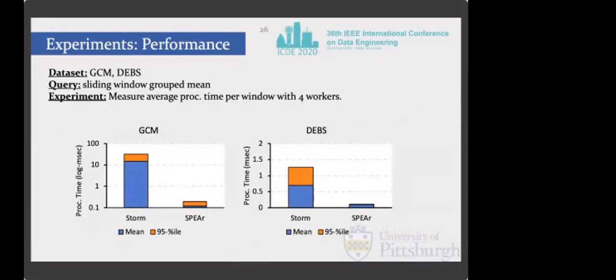Next, we fixed the number of workers to 4 and measured the average window processing time for the datasets with a grouped operation. In both datasets, SPE presented a much lower processing time compared to Storm. Similar to the previous scale experiment, this is due to the reduced number of tuples that SPE has to process.